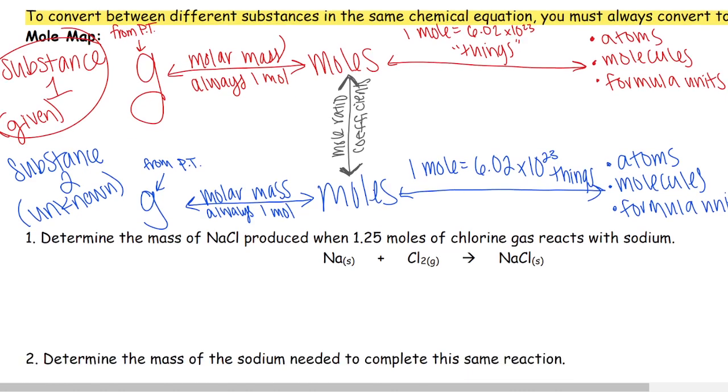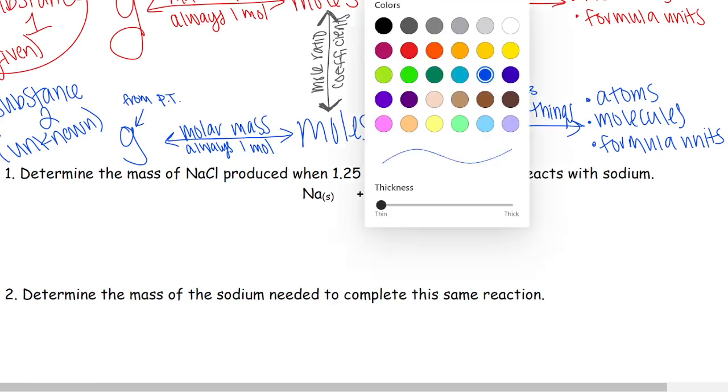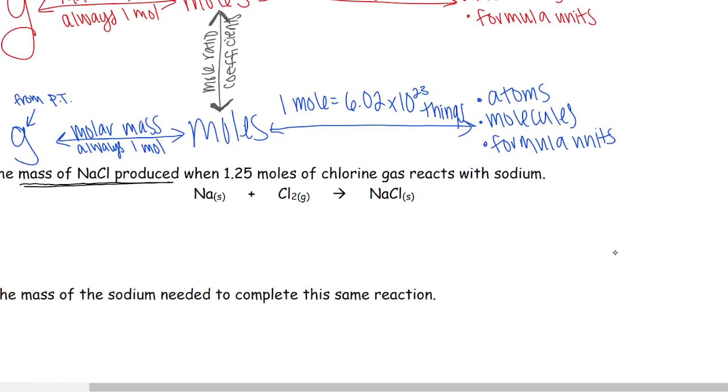So let's try example number 1. It says determine the mass of NaCl produced when 1.25 moles of chlorine gas reacts with sodium. So I'm just going to switch my pen color. What we are looking for in this is the mass of NaCl produced. So my final answer, when I'm all done with it, is going to be something grams of NaCl.